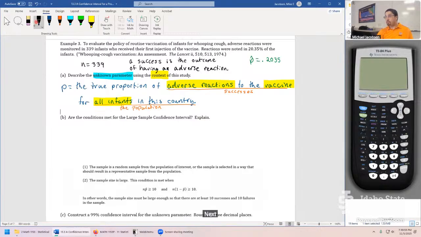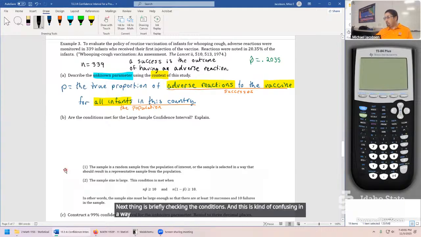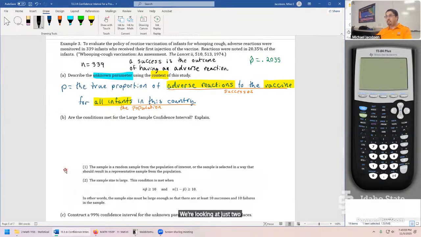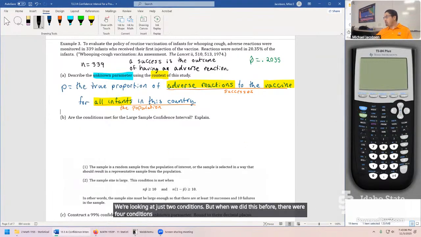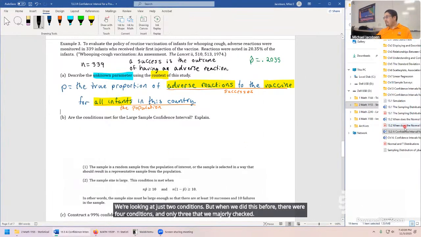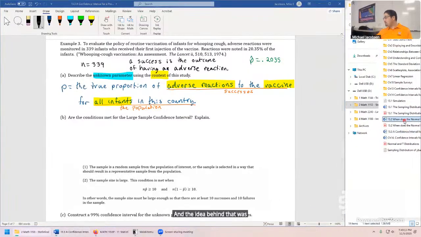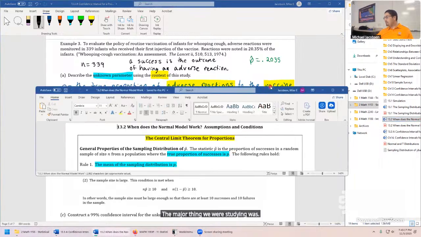Next thing is briefly checking the conditions. And this is kind of confusing in a way because we're looking at just two conditions. But when we did this before, there were four conditions and only three that we majorly checked. And the idea behind that was in section 13.2, the major thing we were studying was the central limit theorem itself.